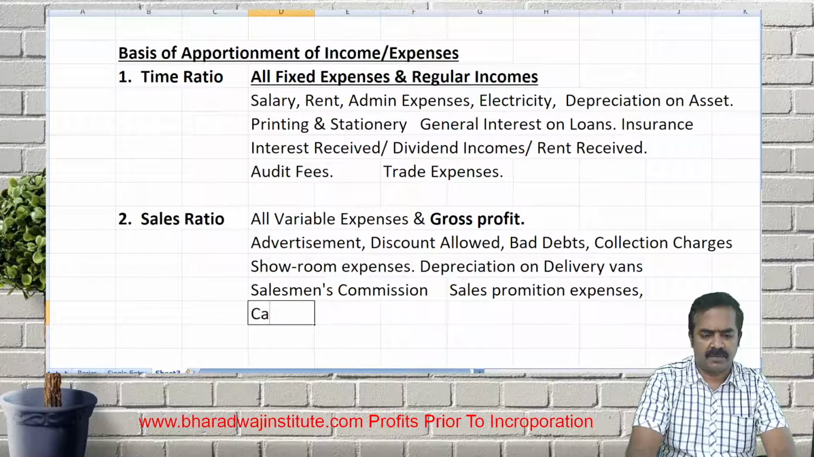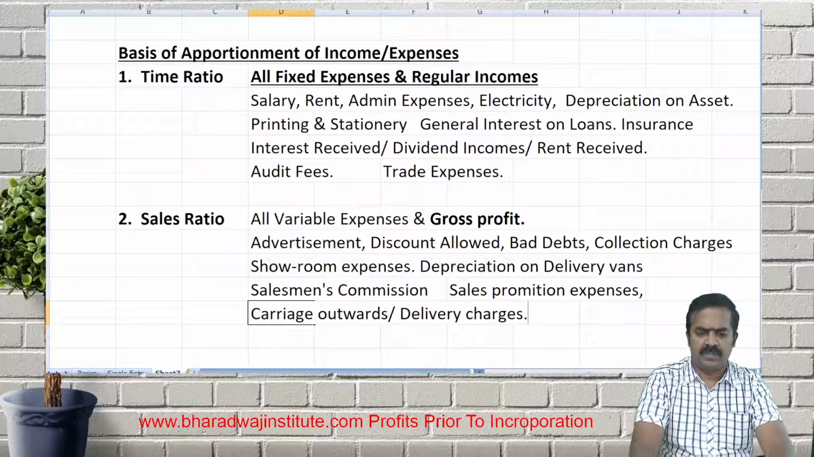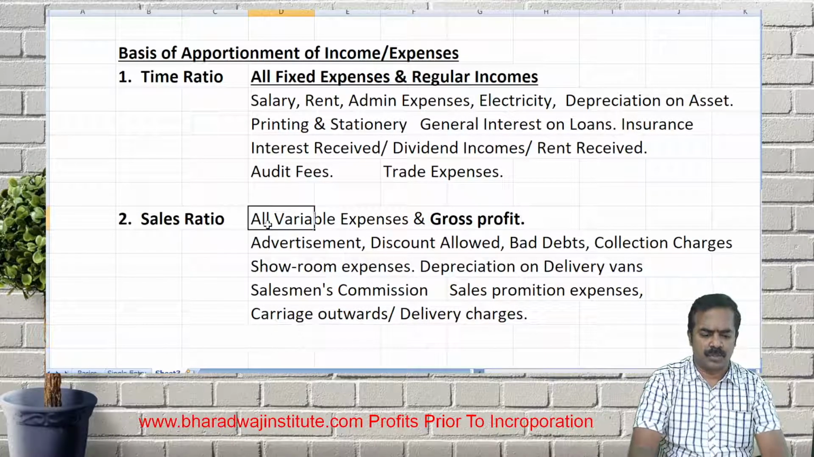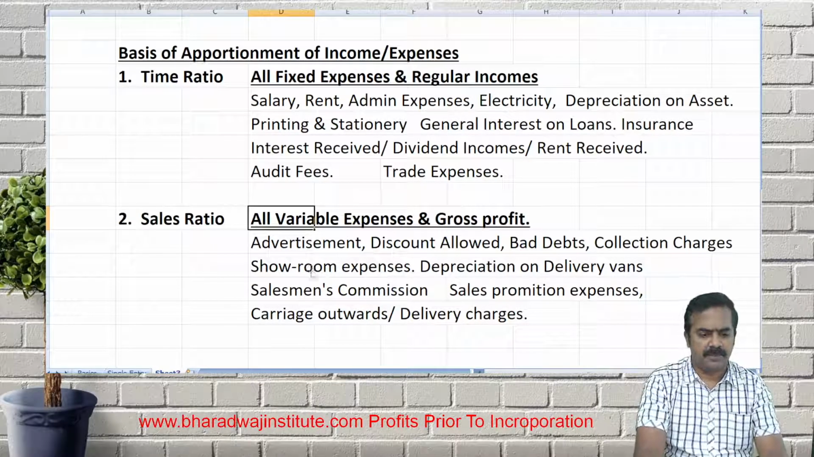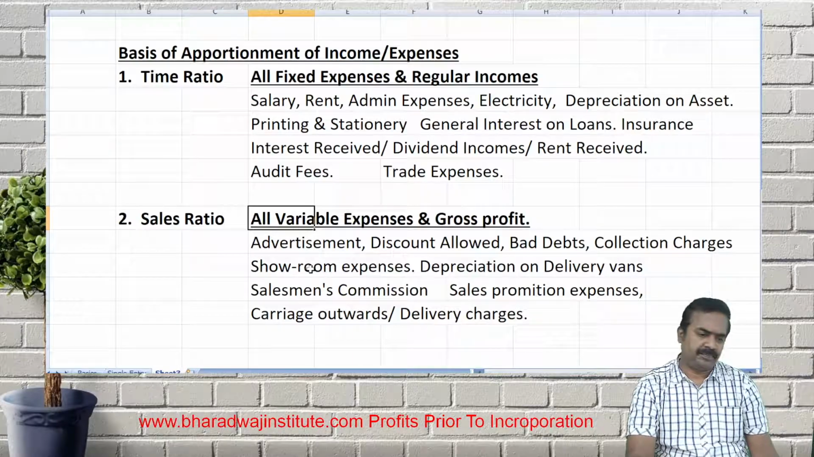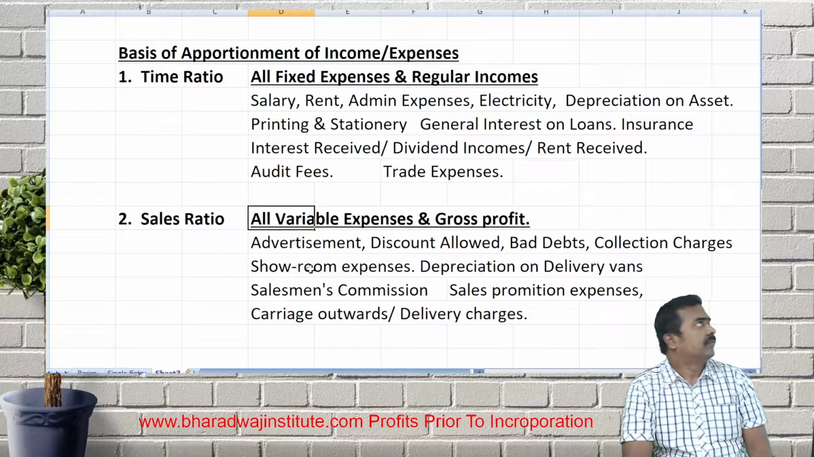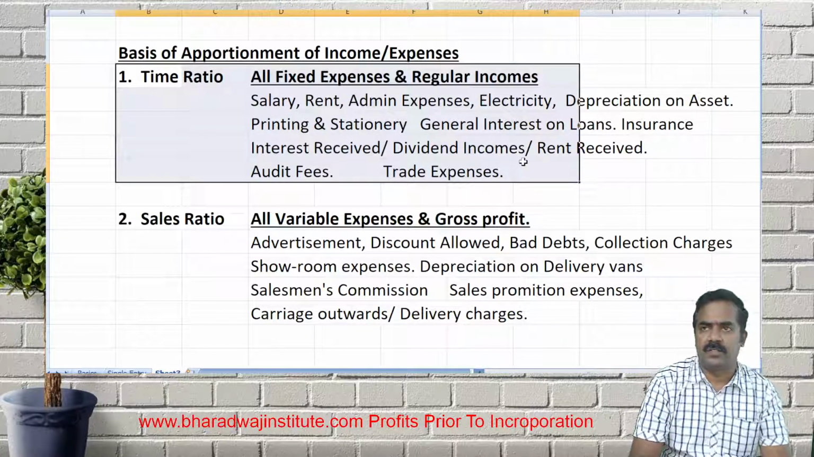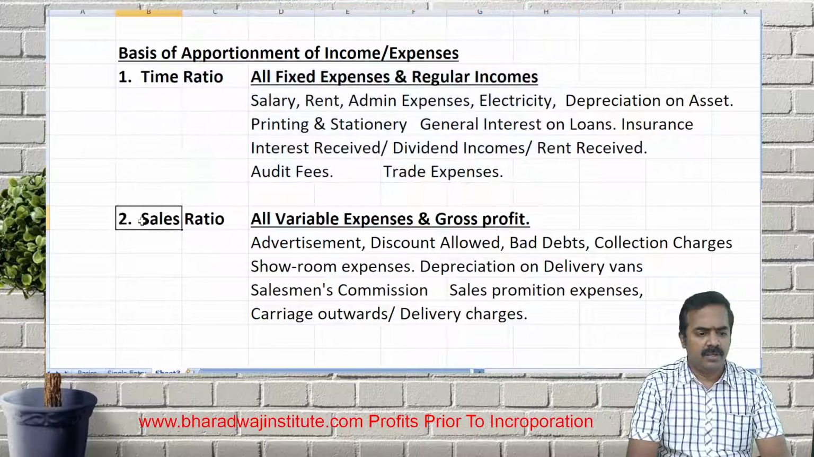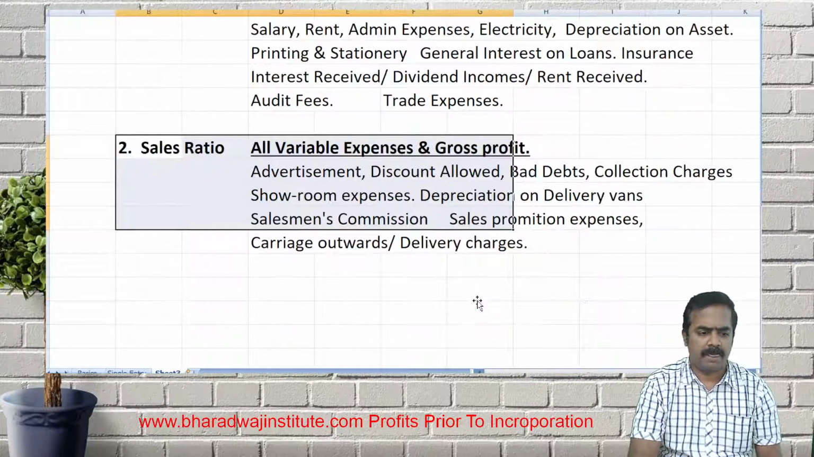Carriage outwards, delivery charges. Delivery charges for the goods which are sold out. We use which ratio? Sales ratio. Right? Go for fixed expenses, use time ratio for all which one? Fixed expenses. Use sales ratio for all your variable expenses. Next.